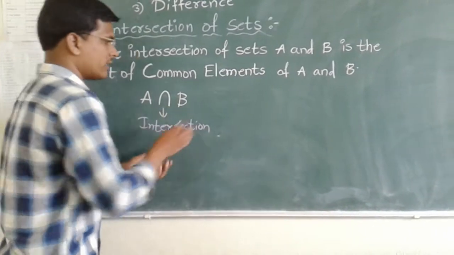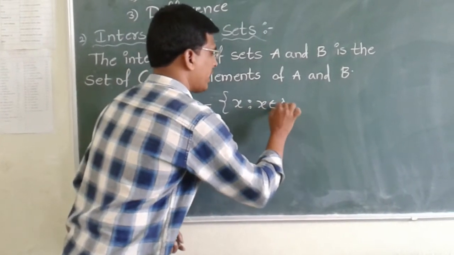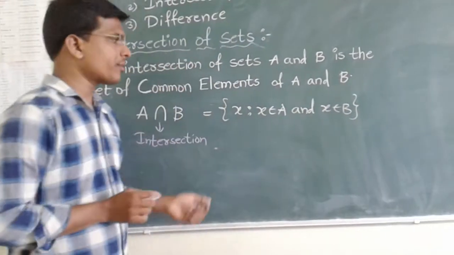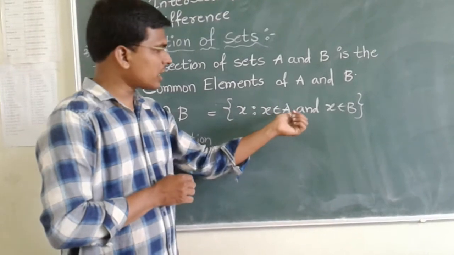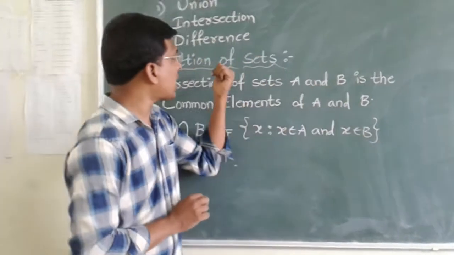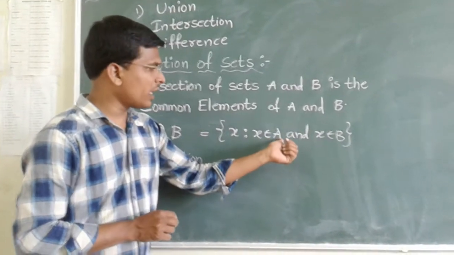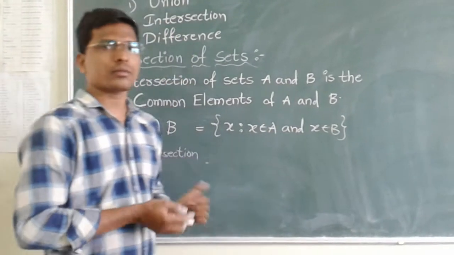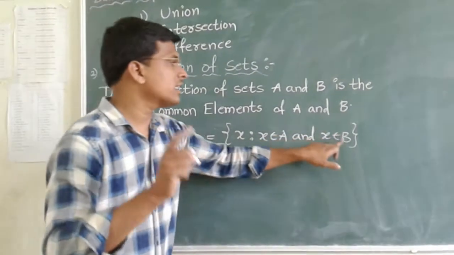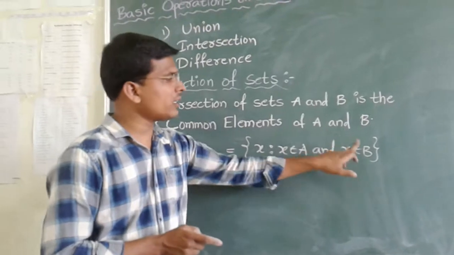A intersection B is equal to, if we write it in set builder form, {x such that x belongs to A and x belongs to B}. See, in the union we have written x such that x belongs to A or x belongs to B. But in intersection of sets, we have written x such that x belongs to A and x belongs to B. That means the element x belongs to set A as well as set B.